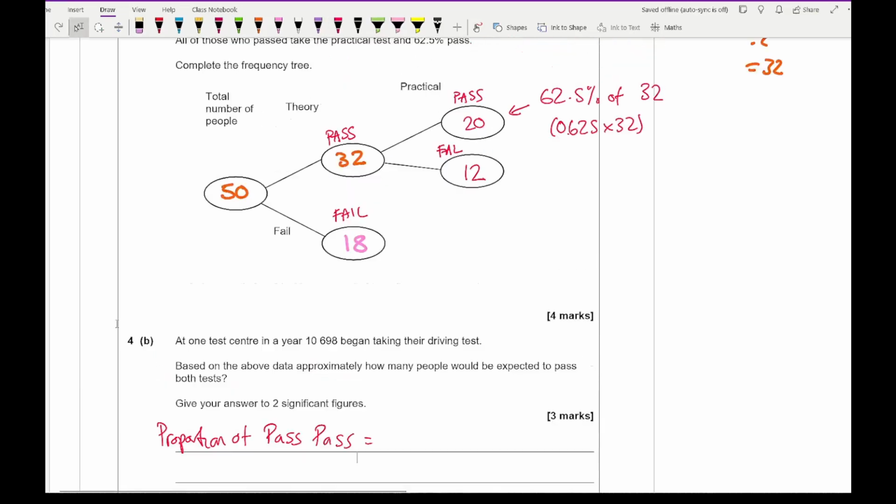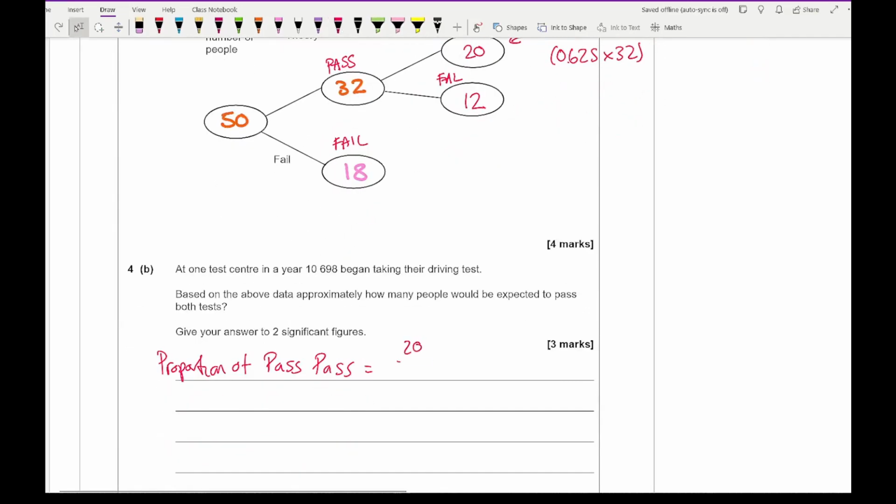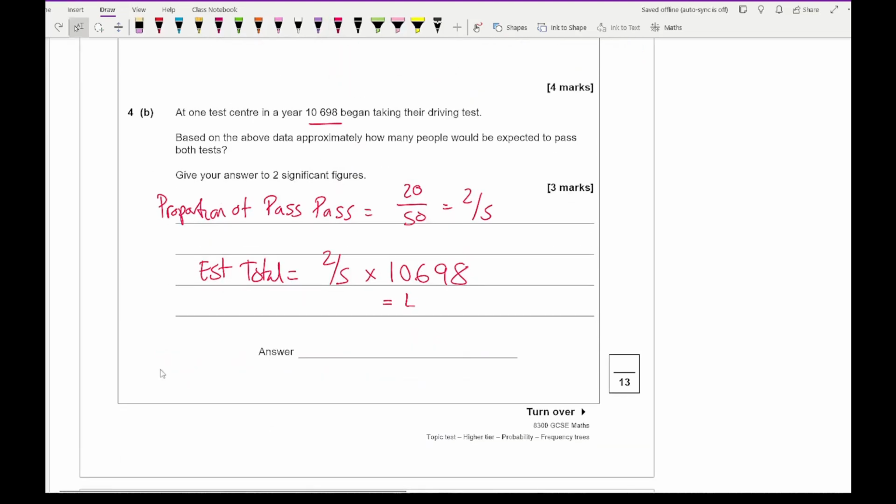So in terms of the number of people that pass is 20 out of 50, which is 2/5. Then if I look at the estimated total, I'm going to multiply that proportion of 2/5 by the total number of people, which is 10,698. Now if I type that into my calculator, I get an answer of 4279.2. Now the question is asking me to round this number to 2 sig fig. So the second significant figure is 100. So I want to round this number to the nearest 100, which gives me my answer of 4300, and that's to 2SF.